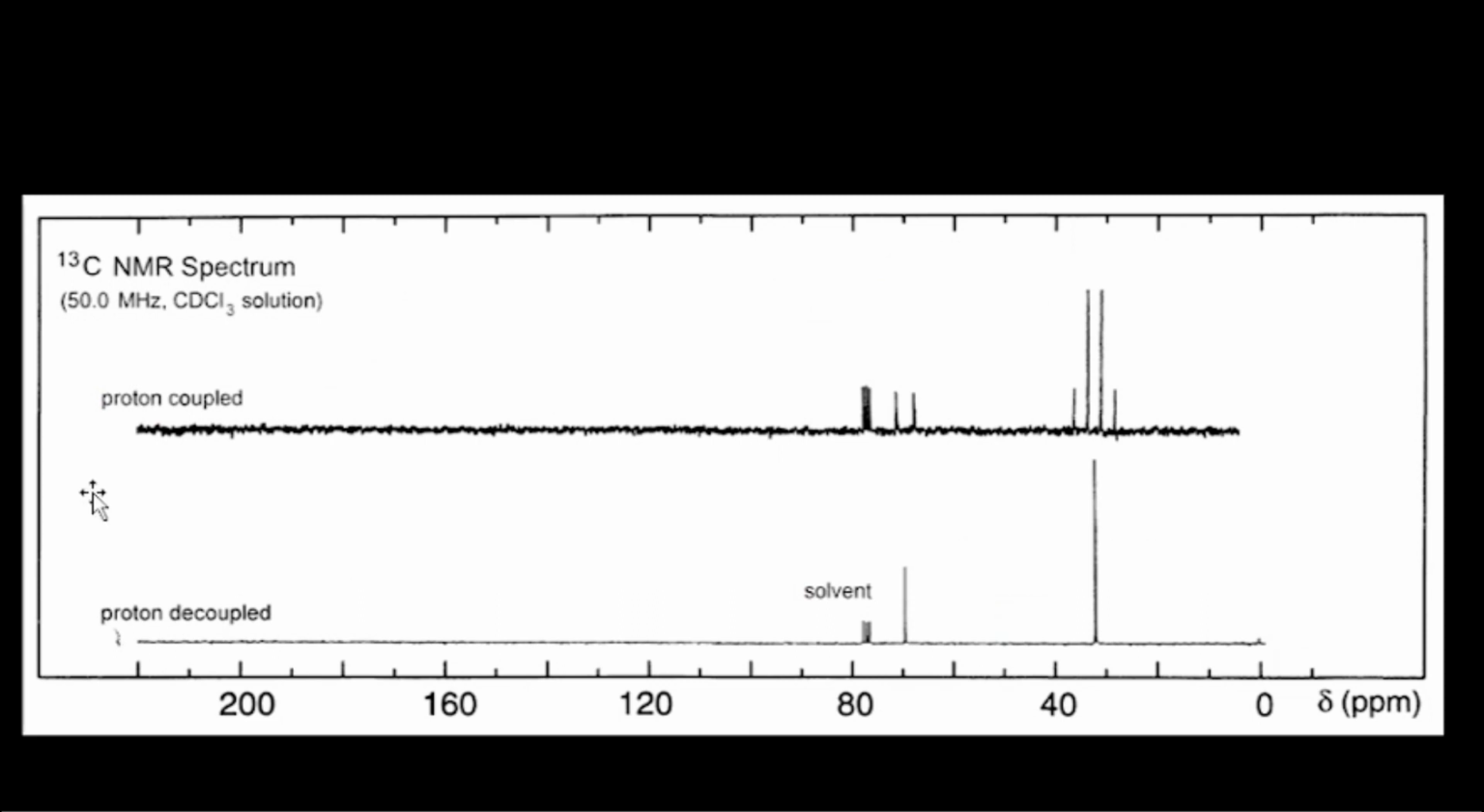Okay, now we will see the C13 NMR spectrum for the same compound. Here, this is the C13 NMR spectrum. The same spectrum is given here as a proton coupled spectrum and a proton decoupled spectrum. The proton coupled spectrum tells us about the hydrogens that are directly attached to the carbons.